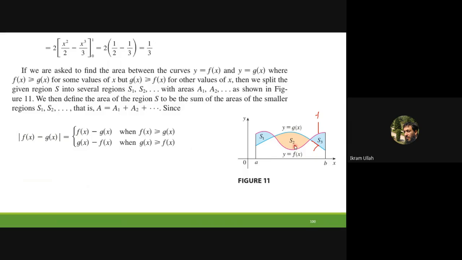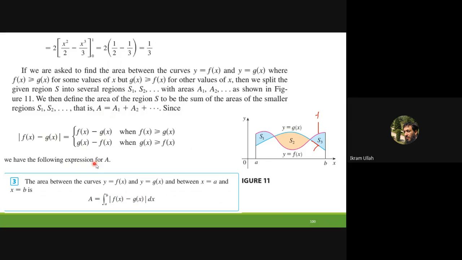And in the region S2, it is g of x minus f of x, just with the order of the functions reversed. So this is g of x minus f of x when g of x is greater than or equal to f of x. In this case, the curve of g of x is above f of x. So we can split the region into a sum of regions, and then convert it to the sum of the areas of the individual regions.